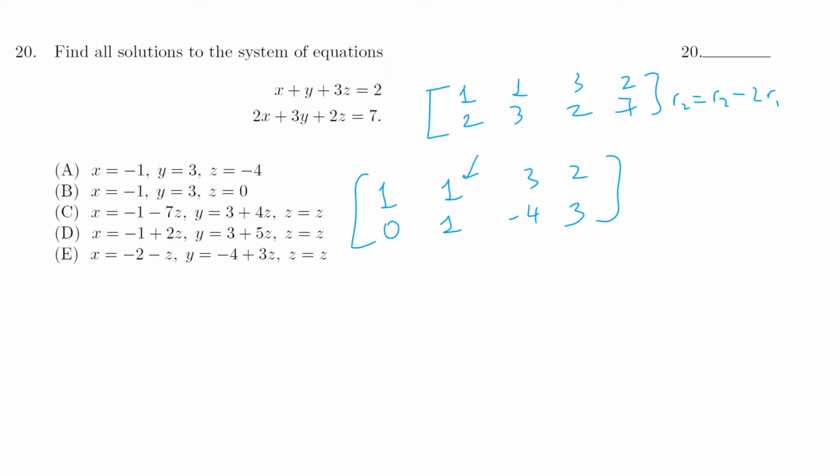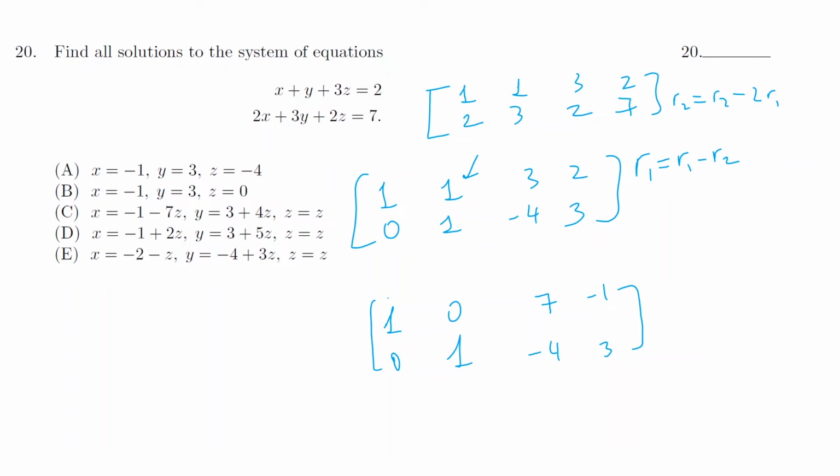And then I have to turn this guy into 0. So I have to say row 1 equals row 1 minus row 2. So my row 2 stays the same, 0, 1, -4, 3. And my row 1 is 1, 0, and I'll do 7, and I'll do -1. Right? So I'm just subtracting the rows.